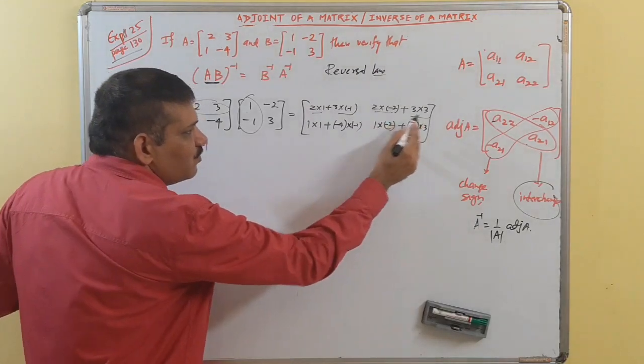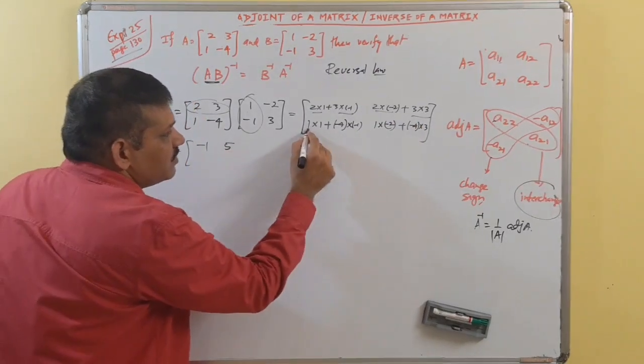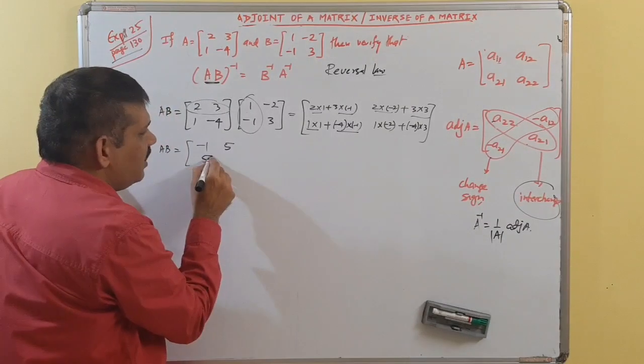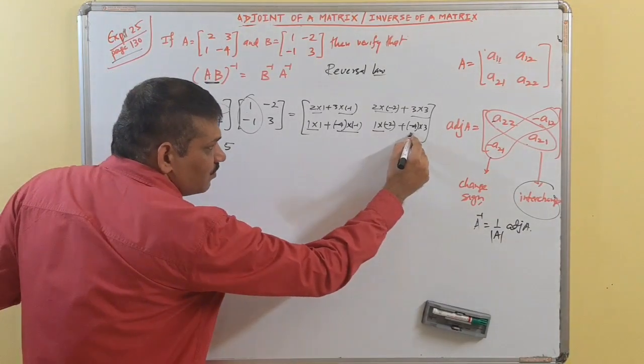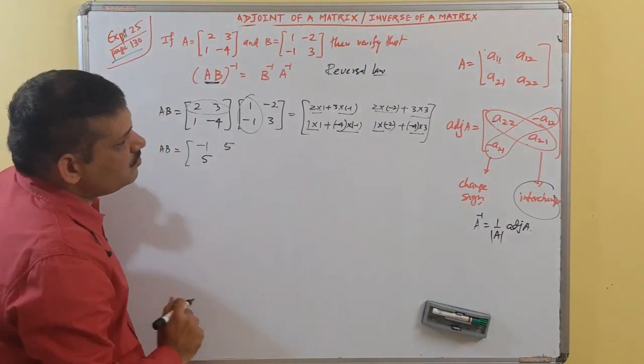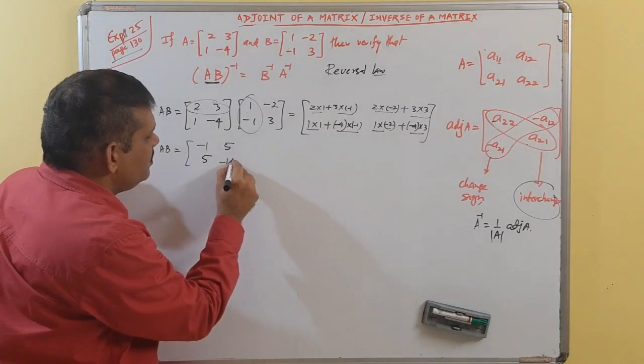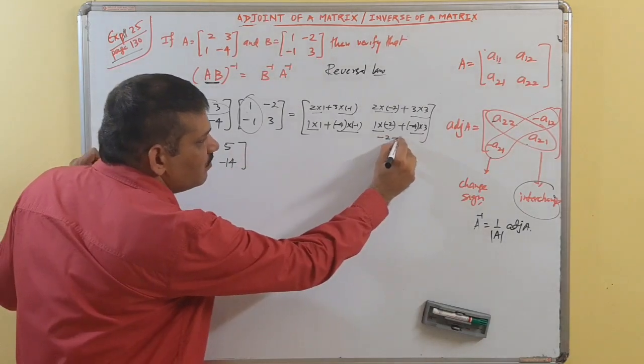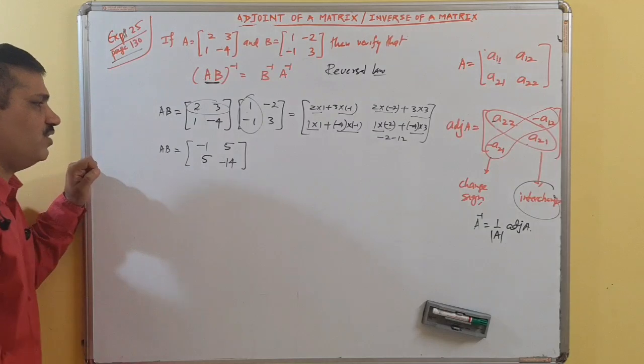So simply AB is equal to: this is 2 minus 3 is minus 1. This is minus 4 plus 9 is 5. This is 1 plus 4 is 5. This is minus 2 minus 12, that is minus 14.